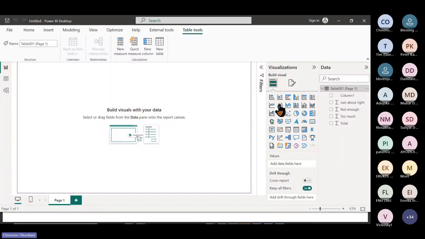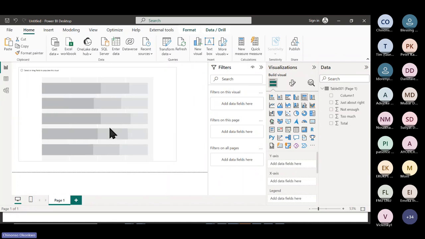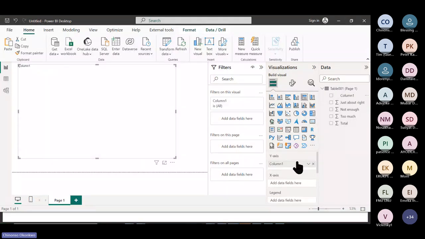If you come here, you can see you have stacked column charts. You also have another one here, but you can see these two are not equal. This one is not the 100%. So this is the 100% stacked bar chart, which I'll be going for. I would go for the horizontal, right? And I'm going to pick my first column and place that in my y-axis.